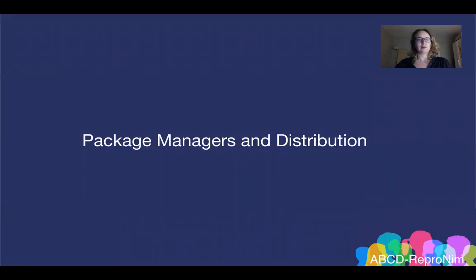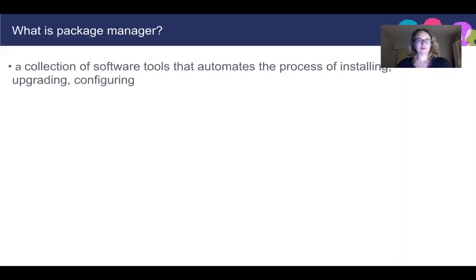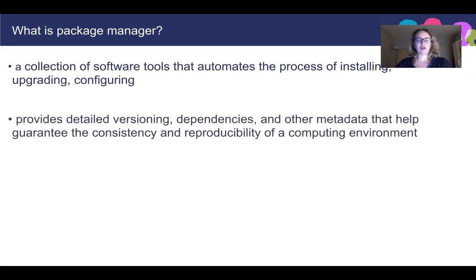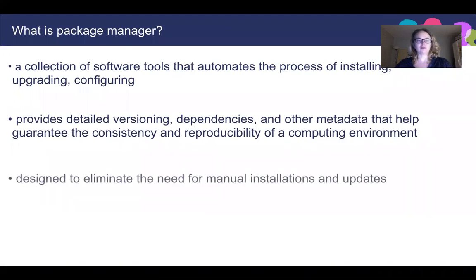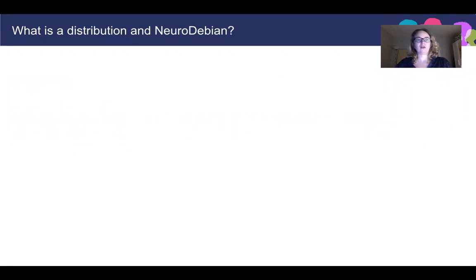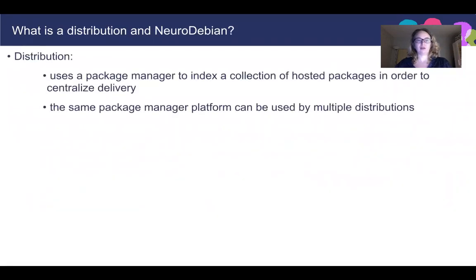So the last part of the presentation will be about package managers and distributions. So what is a package manager? It's basically a collection of software tools that automates the process of installing, upgrading, and configuring software. It provides data versioning, dependencies, and other metadata that helps guarantee the consistency of the computing environment. It's designed to eliminate the need for manual installation and updates. On the other hand, a distribution uses a package manager to index a collection of hosted packages in order to centralize the delivery. So the same package manager platform can be used by multiple distributions.